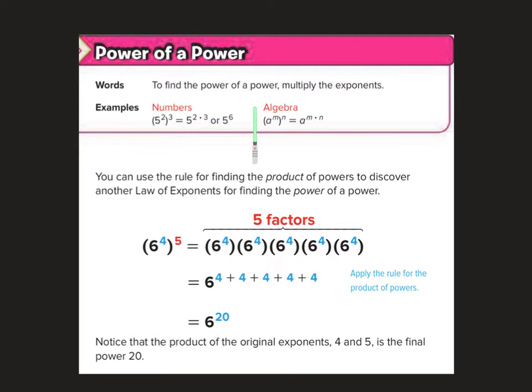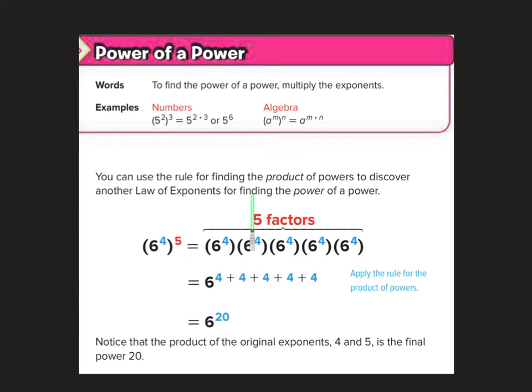To find the power of a power, you just simply multiply the exponents. So I think you'll find that this is a pretty quick skill to get a handle on. So here's an example. We've got 5 squared in parentheses to the third power. So all we do is we multiply 2 times 3. So we multiply the square times the cube. So 5 to the 2 times 3 would simply be 5 to the 6. Algebraically, a to the m to the n would be a to the m times n.